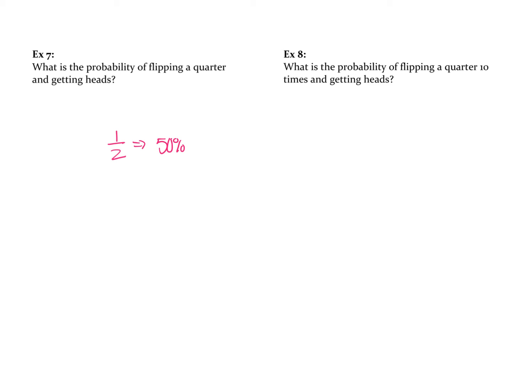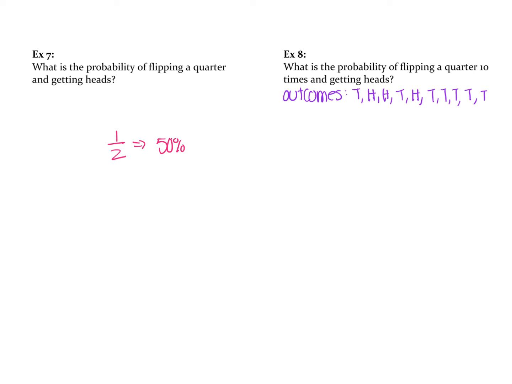And then it says, what is the experimental probability of flipping a quarter 10 times and getting heads? So once again, I am going to pause the video, flip a coin 10 times, and come up with my outcomes for that experiment.